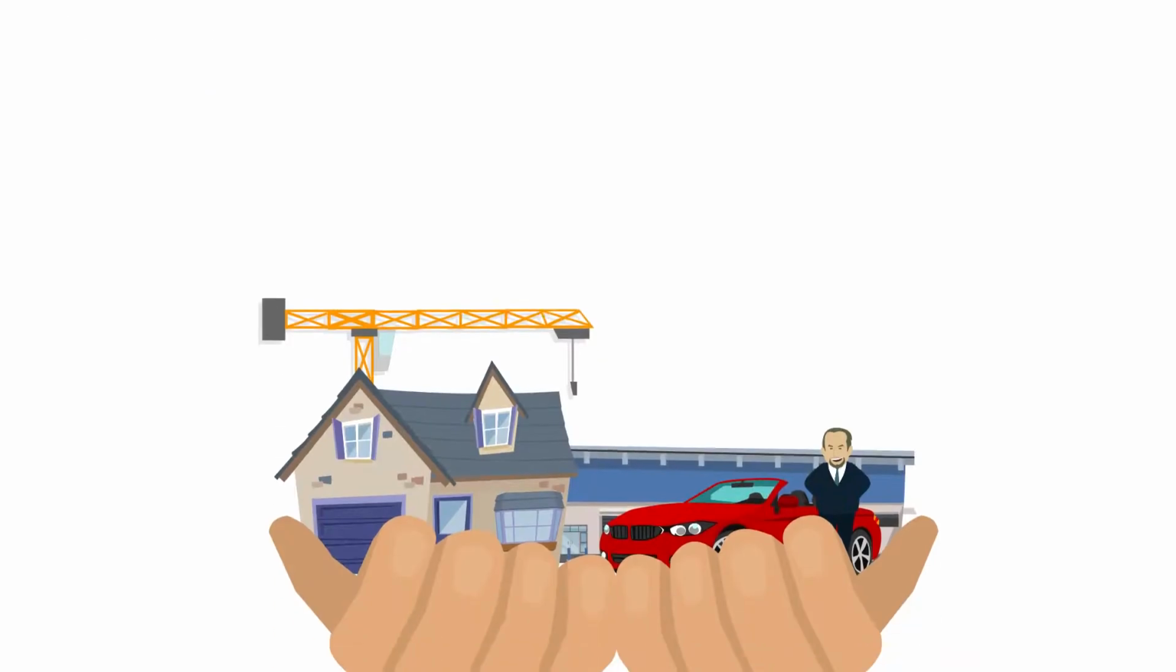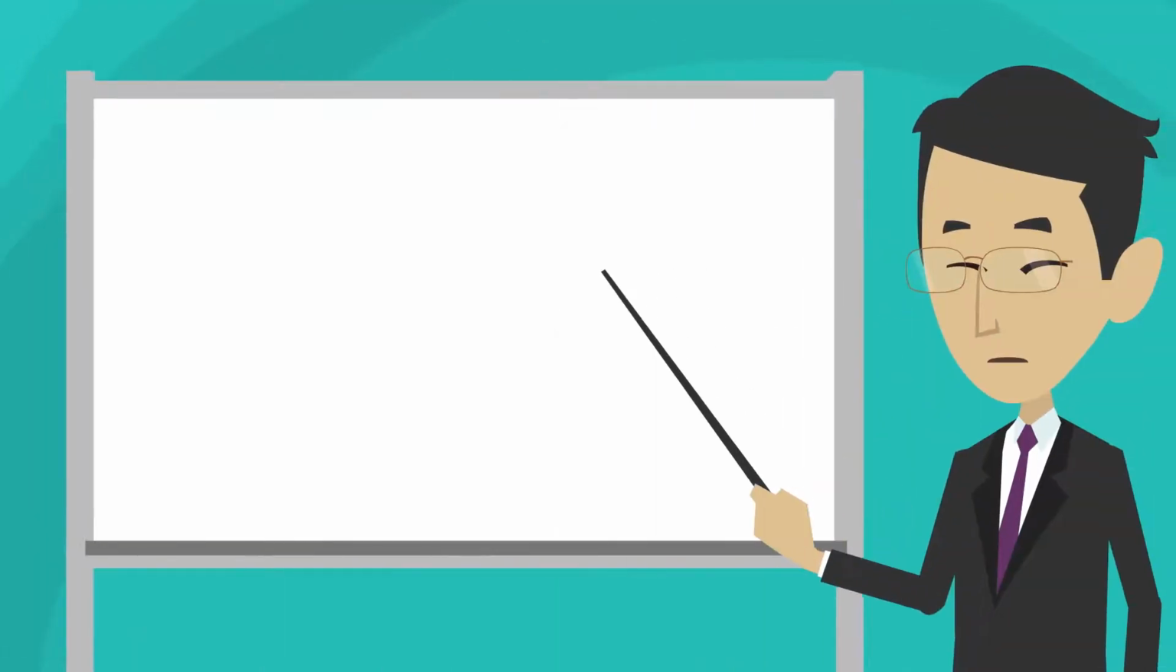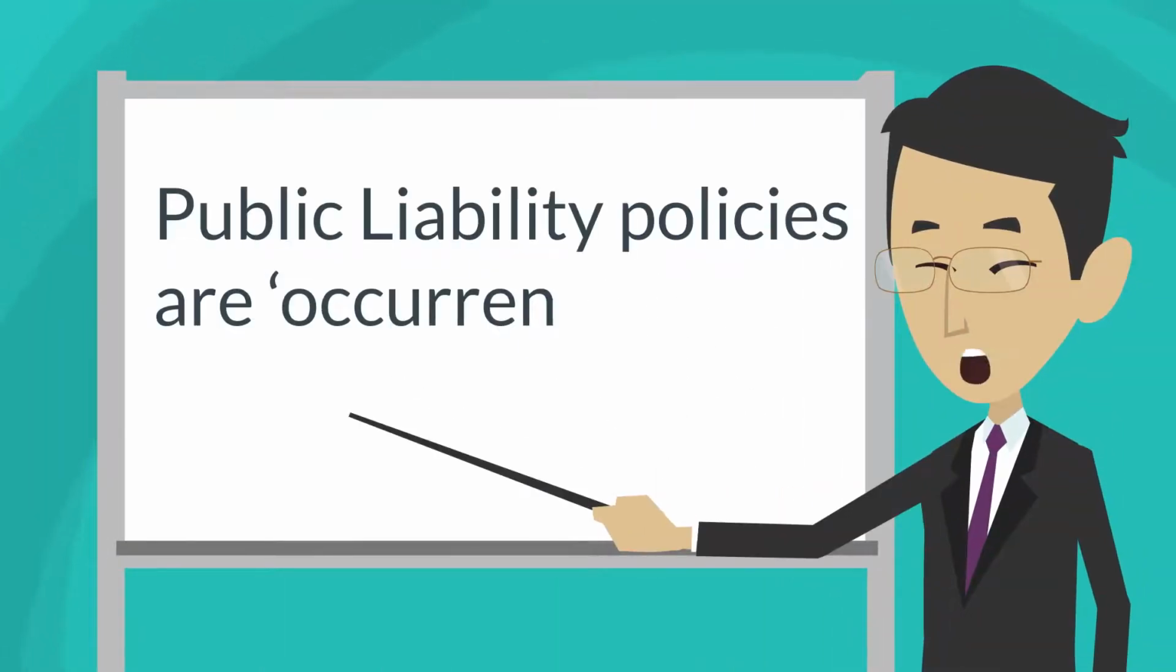So basically, it offers permanent protection for incidents that occurred during the policy period. Most public liability policies are occurrence-based policies. Now let's look at claims-made policies.